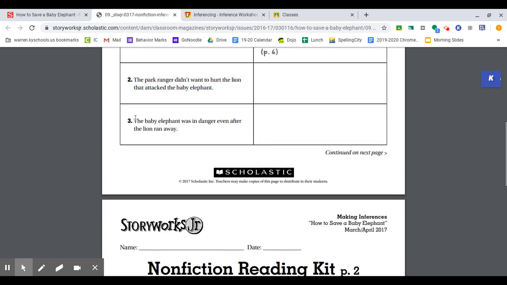Number 3's inference says the baby elephant was in danger even after the lion ran away. The text doesn't say this specifically, but it does let us know how the baby elephant was still in danger. So go back in that section where the first lion was there and keep reading to see what is going on with the baby elephant that makes it still in danger. You're going to write that text sentence in this box, starting with the text says.